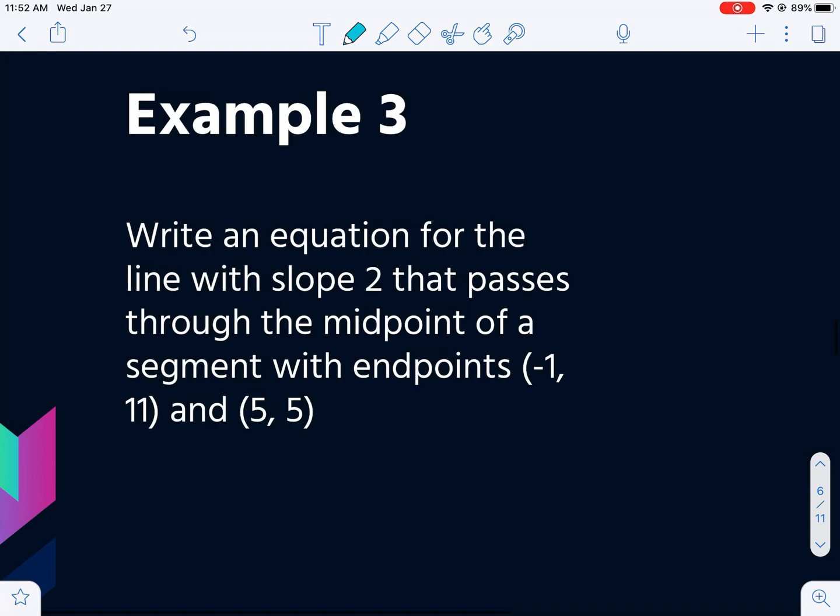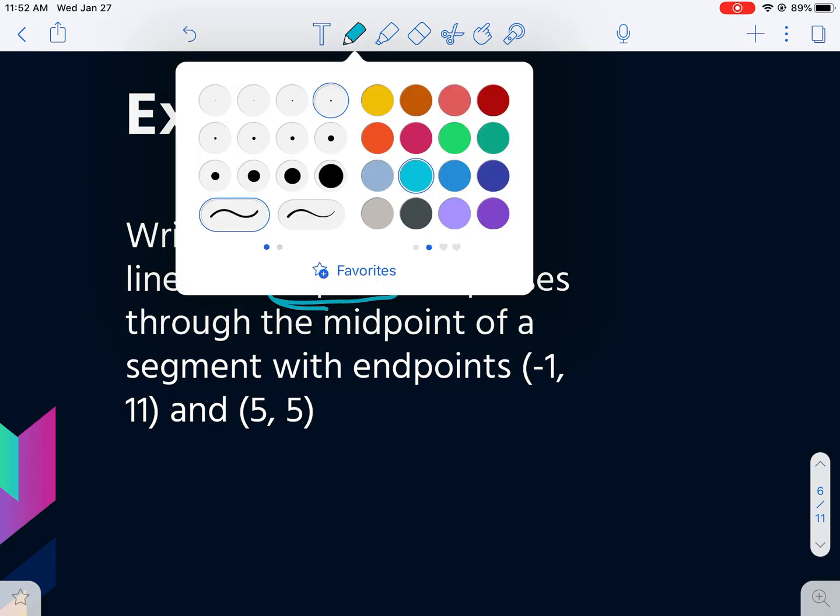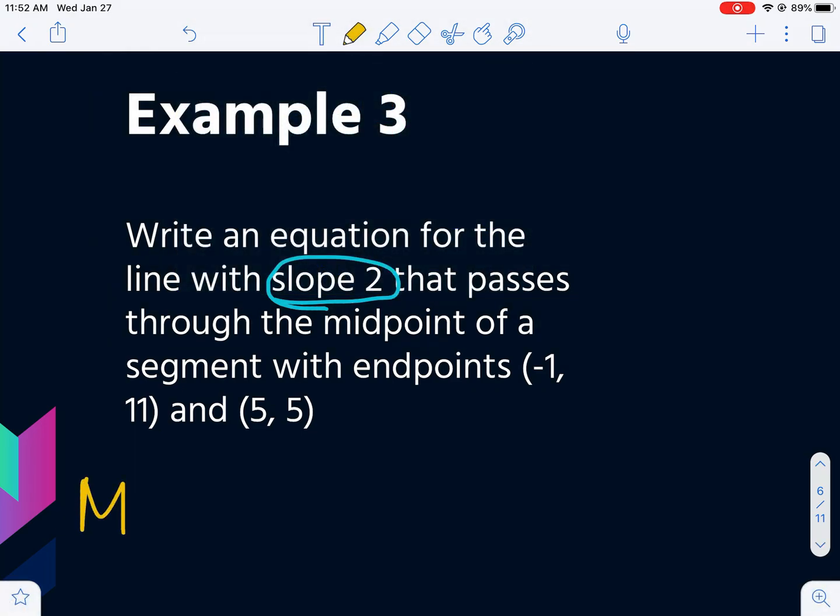On this example, we're getting a little more complicated. So now we're given our slope, and we want it to go through the midpoint. So I need to find my midpoint, which remember is just the average of my x's. So I'm going to add them and divide by 2. Average of my y's.